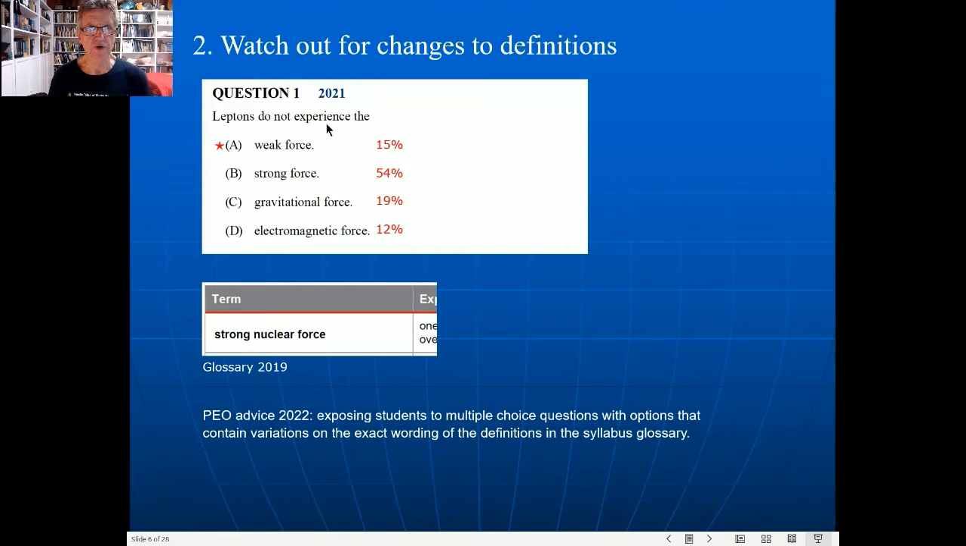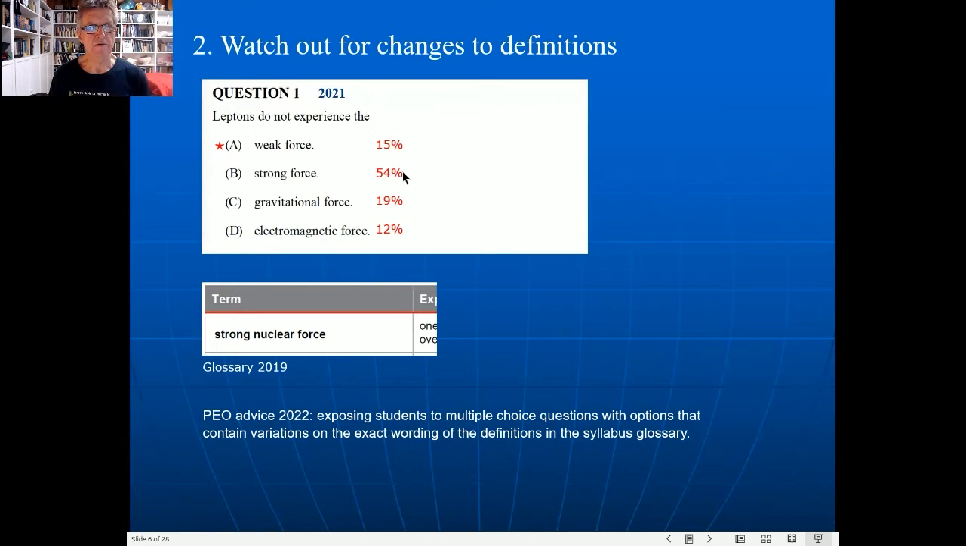It says leptons do not experience, and they give you a number of different forces. Hang on, that's not right. The answer for this is, that star shouldn't be there, it's on B. The answer is the strong force. So leptons, such as electrons, muons, tauons, or electron antineutrinos and so on, don't experience the strong force. And you see about half the students got that right. Now these figures come from the QCAA subject report. So about half the students got that right.